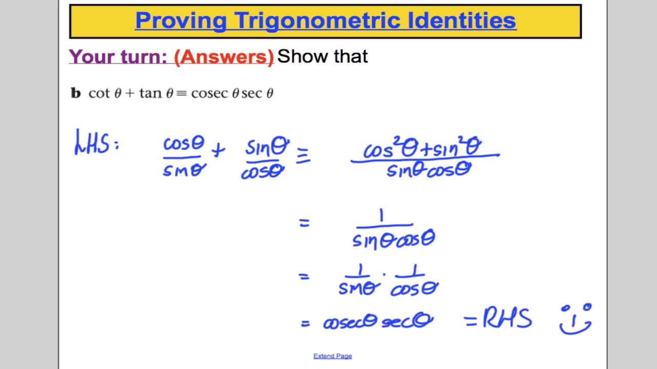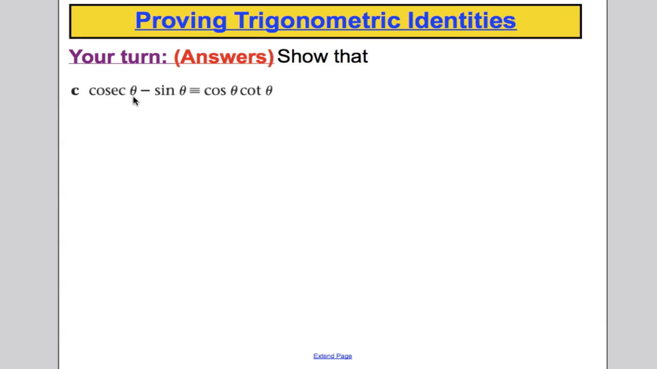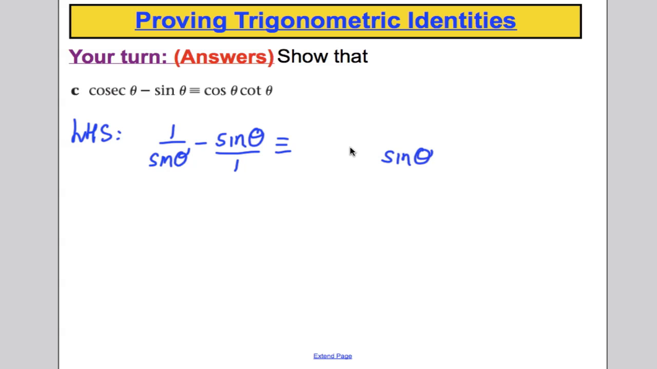Next one, how did you do part C? Cosec minus sine, start off with the left-hand side. Cosec is 1 over sine theta minus sine theta. Okay, well really that subtracts sine theta is over 1, so we're dealing with subtracting fractions. So make the denominators the same, make the denominator sine theta. Nothing had to happen here, you've got your 1 over sine theta. Here you had to multiply both top and bottom by sine theta, so you would get sine squared theta. You know from core 2, 1 minus sine squared is cos squared theta.